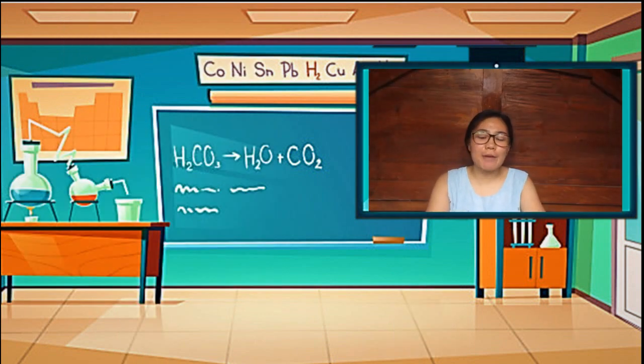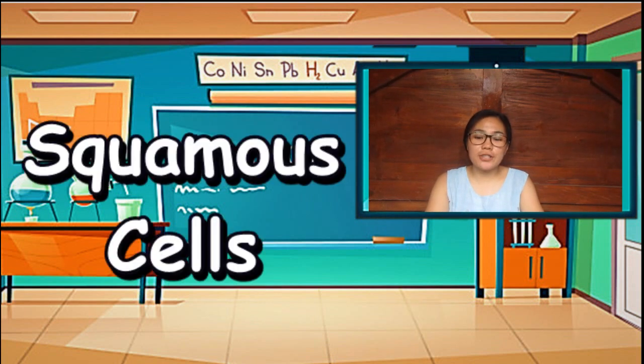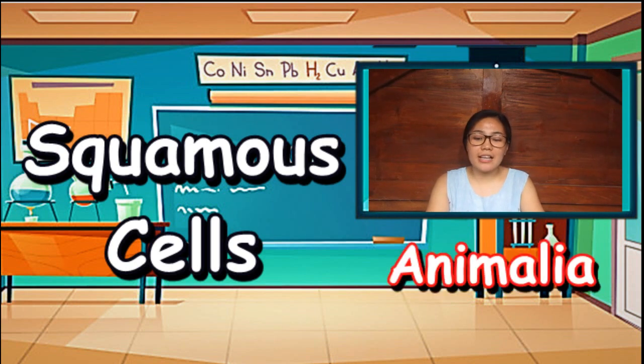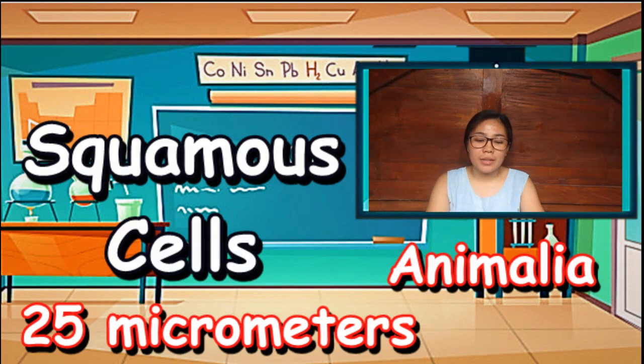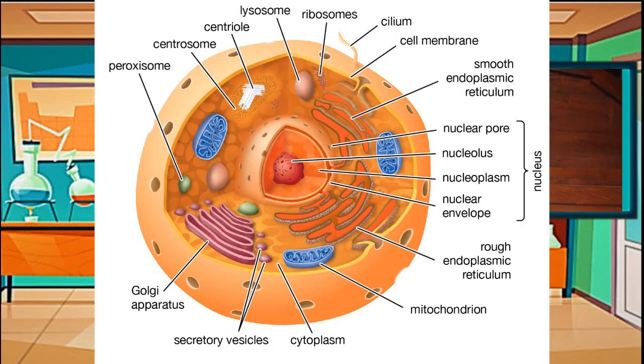Here we are in the last type of cell for today, the squamous cells. These cells are under the kingdom Animalia. The average size of this cell is 25 micrometers. Squamous cells have the following organelles: nucleus, rough endoplasmic reticulum, smooth endoplasmic reticulum, ribosomes, lysosome, vacuole, mitochondria, cytosol, cell membrane, vesicle, nucleolus, nuclear membrane, Golgi apparatus, centrioles, and cytoskeleton.